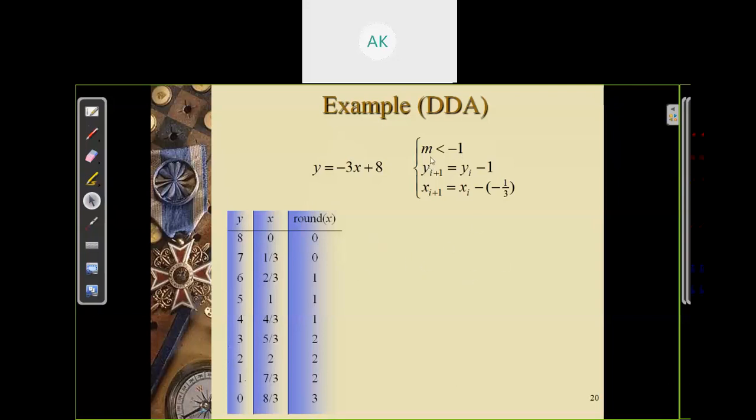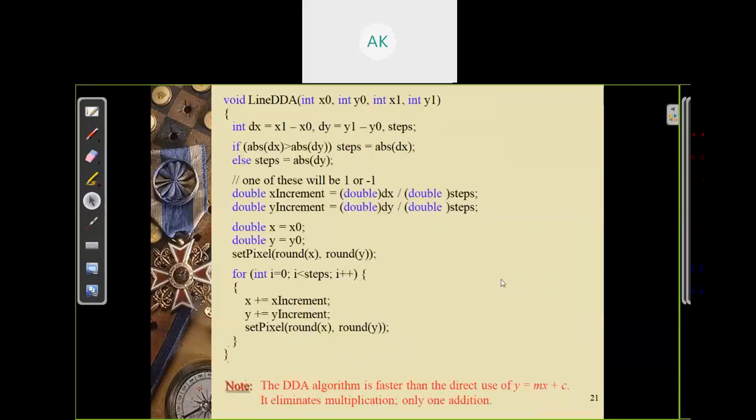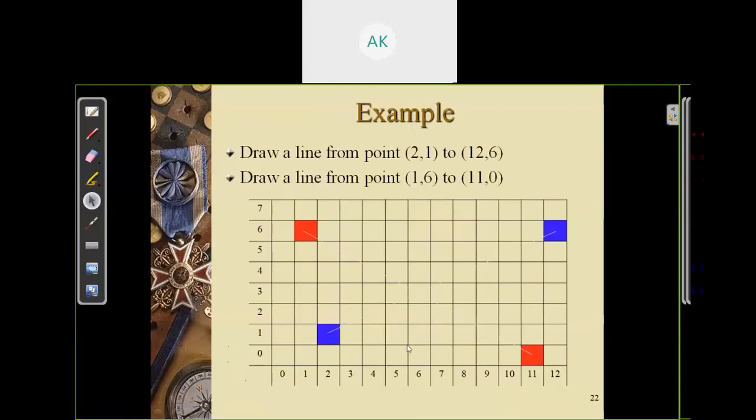M is less than 1, so this kind of line you will get after plotting these points on the screen. This is the algorithm or implementation of DDA. I'm not explaining this code to you; you can easily understand. There are 2 points given. The starting point is 2 1 and 12 6.